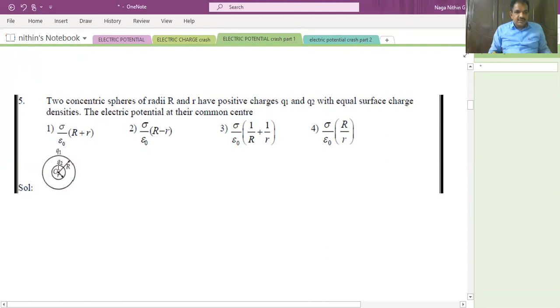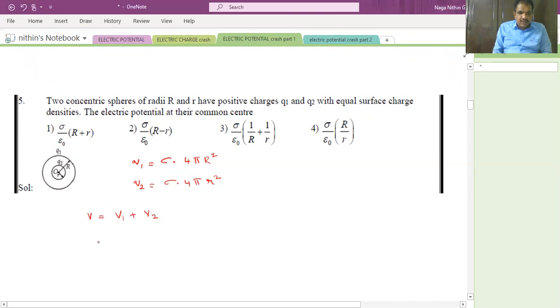Because of the outer sphere, because of the inner sphere, potentials will be there. We'll calculate the charge. Q1 value is how much? Q1 is equal to surface charge density into area. So sigma into 4 pi capital R square. Q2, how much? This value is sigma into 4 pi small r square. Next, we have to calculate net potential at the center.